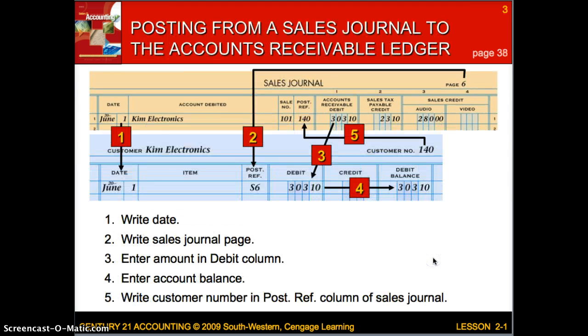Posting from a sales journal to the accounts receivable ledger, we will write the date, so we need to get our Kim Electronics ledger open. June 1st, then we won't write anything in the item because we have that here. The second step is to write the sales journal page S6, sales 6, enter the debit amount, $303.10, and then create our new balance. There is nothing prior to this, so our balance would be $303.10, and then remember to put your customer number back in the post reference of your sales journal.